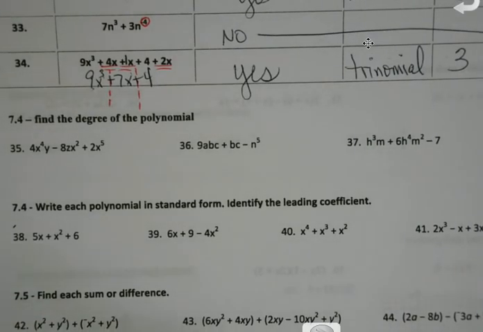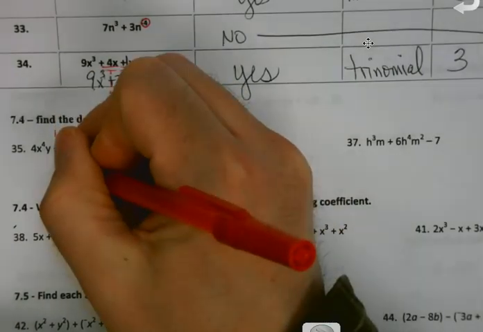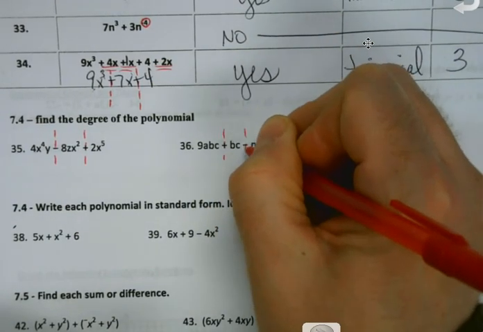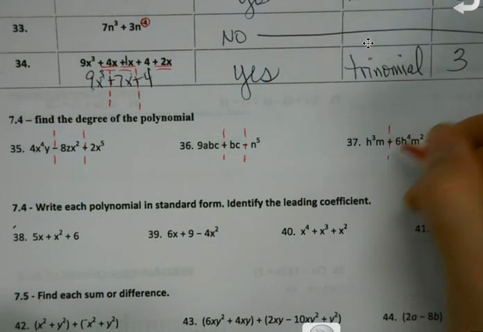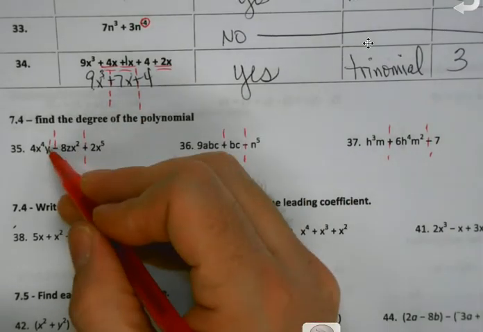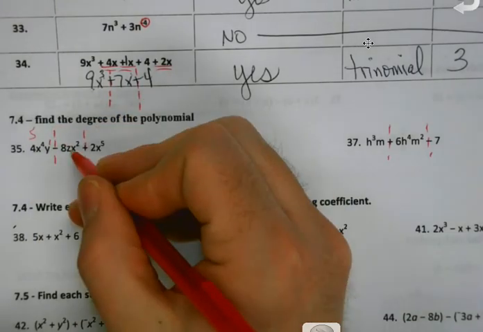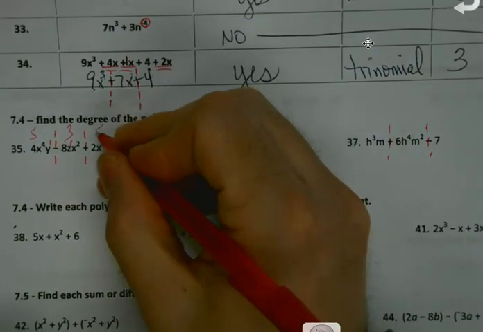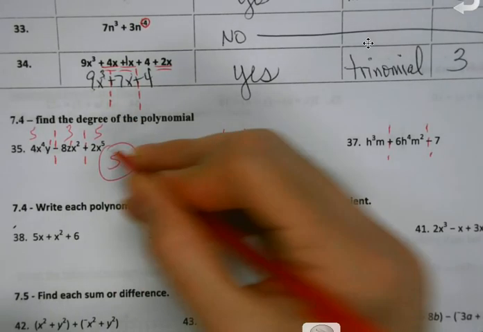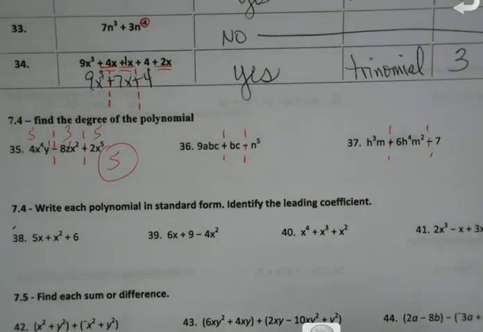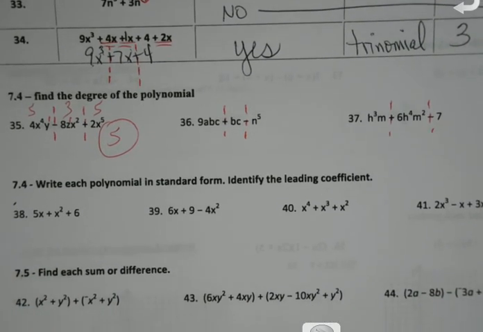Find the degree. Again, look at these as though they're being separated by a wall. Count your exponents in each individual term, even if they're different variables. So 4 and 1 is 5. 1 and 2 is 3. And this one's got 5, and whichever one's biggest is my degree. So that's how that section would work.